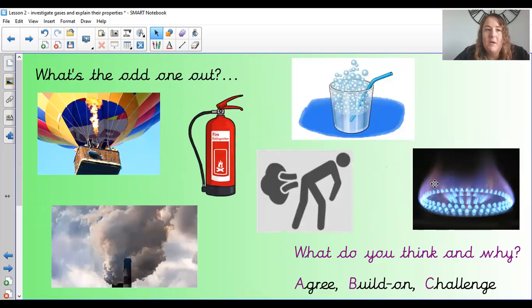Okay, for today then, what's the odd one out? So I've got a hot air balloon, so the gas inside the hot air balloon. I've got it's not quite steam down there, but it's coming out of the top of a building. We've got a fire extinguisher. We've got a fart. And yes, you can all laugh at that at home. We've got bubbles coming out of a fizzy drink. And we've got gas that'd be on the top of the hob. So which one do you think is the odd one out and why? Can you agree and build on ideas, even your own, and challenge them? Is there just one odd one out and why?